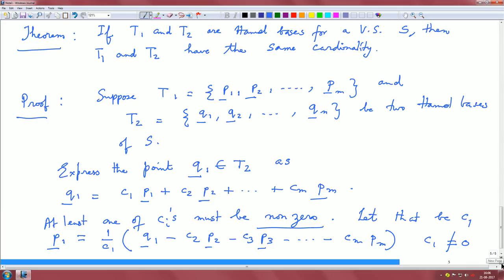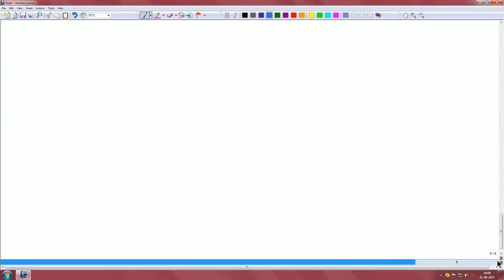Now, since we have written it in this form, we can say that we can eliminate P1 as a basis in T1, and we can instead replace that with Q1, right. You see the idea how we are progressing, right. We pick one in T2, express it in terms of T1, and then we say we can replace that basis vector in T1 with this new element. That's the intuition, or that's the idea, and we will see how we progress on that.